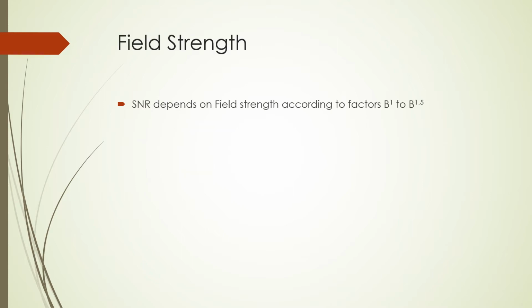The magnetic field strength influences the signal to noise ratio of the image by a factor of B raised to the power 1 to B raised to the power 1.5. So for any power larger than 1, we can expect the signal to noise ratio to increase when going from a weaker field strength to a stronger field strength magnet. For example, if the power is say 1.5, then we can expect that going from a 0.5T magnet to a 1.5T magnet will increase the signal to noise ratio by more than 5 times.